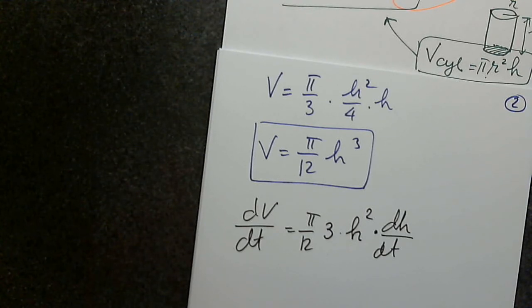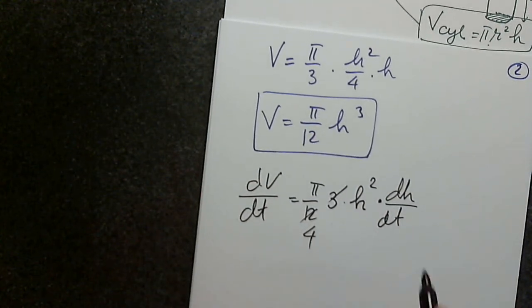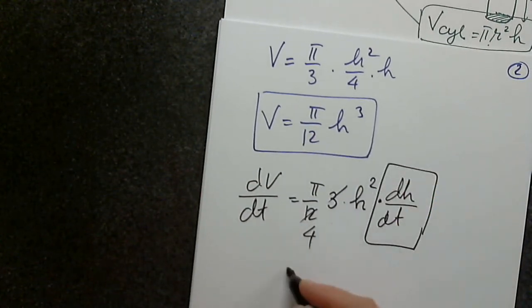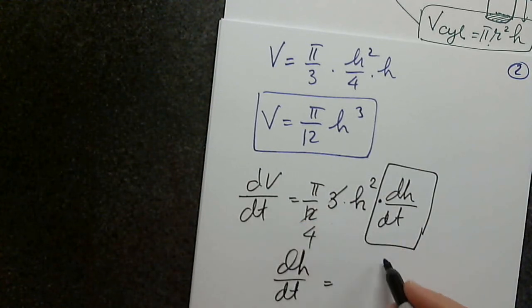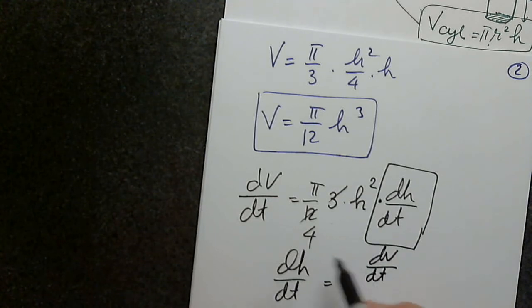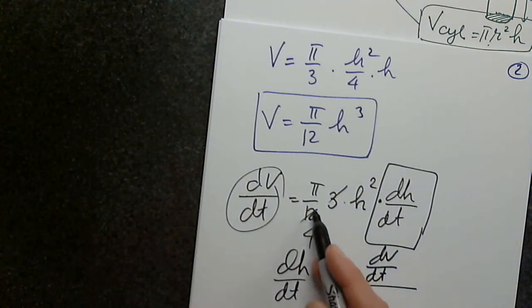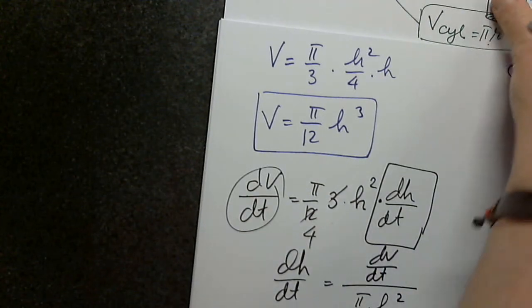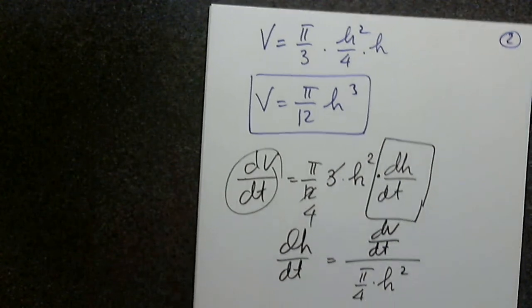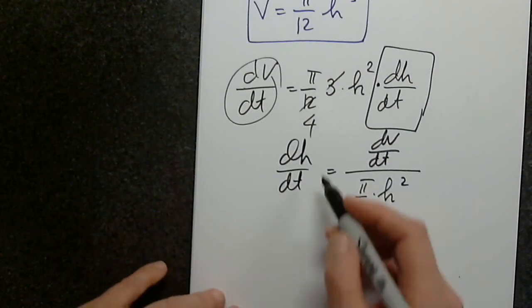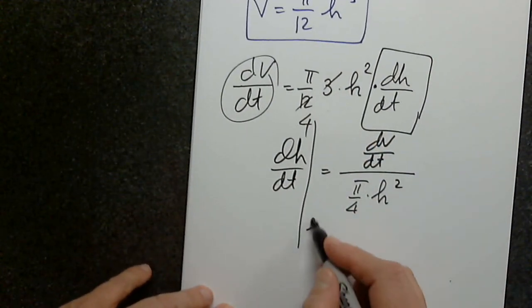Good. So I'll simplify, and I will solve for what I'm interested in. So dh over dt equals this over this. dV, do not separate, dV over dt. This is the derivative of the volume with respect to time. And the denominator will be pi over 4 times h squared. And now you can plug in anything you want.